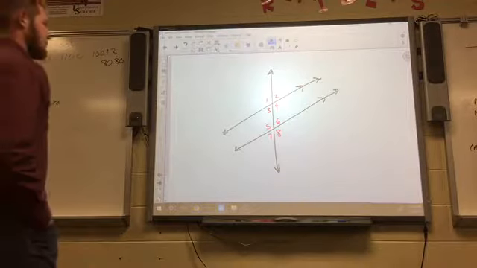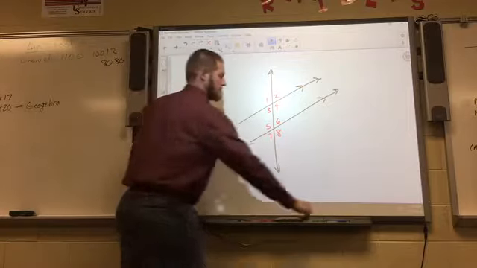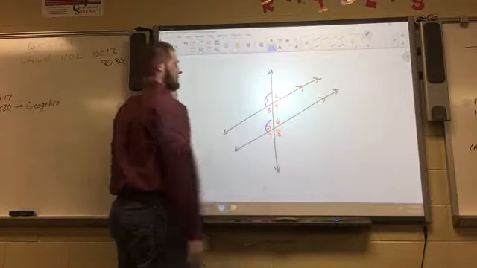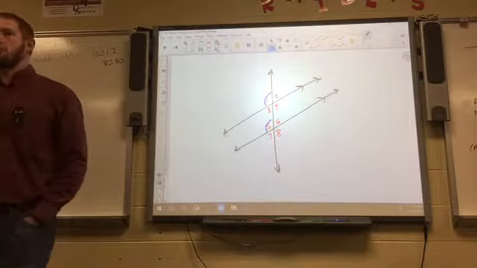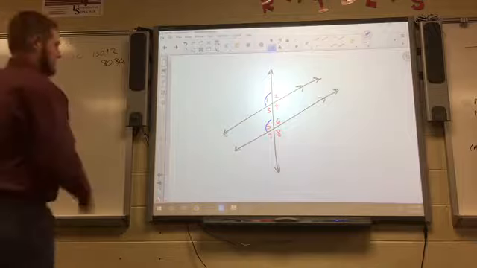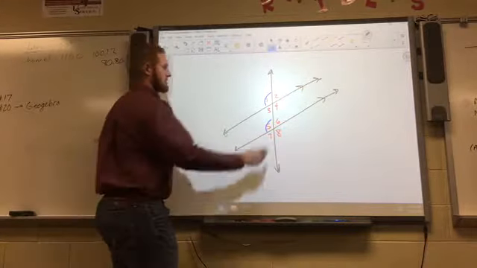Congruent. Casey, give me one pair of corresponding angles that must be congruent to each other then. 1 and what? 5. 5, good. Okay, those have to be congruent to each other because they're corresponding angles and my lines are parallel. Emma, can you give me another pair, please? 2 and 6.